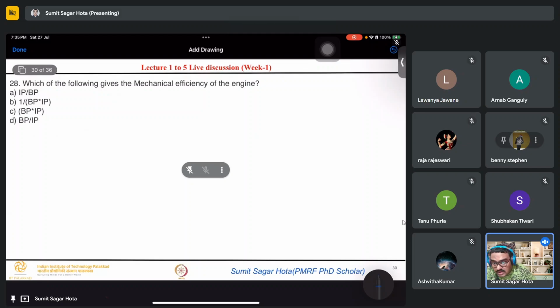28. Which of the following gives the mechanical efficiency of the engine? Obviously you know very well the brake power is always less than the indicated power. In efficiency calculation we always put the lesser quantity as the numerator and the higher quantity as the denominator. So the mechanical efficiency formula will be the brake power divided by the indicated power.